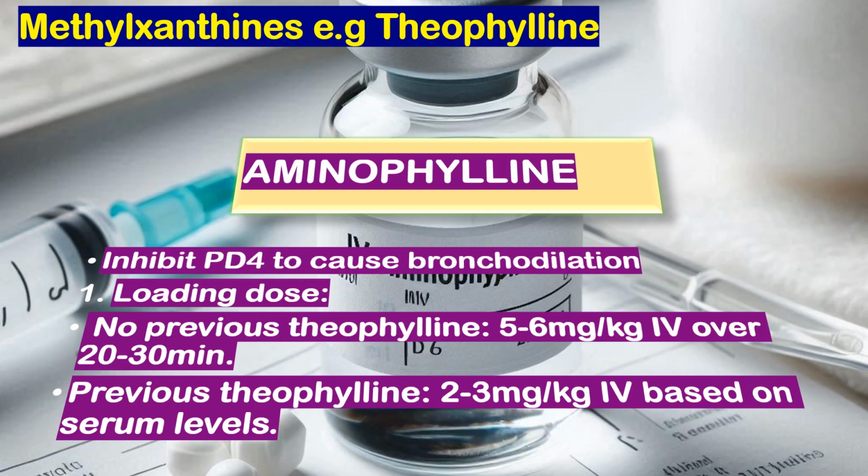Another class of drugs that we have is the methylxanthines. An example is theophylline. Aminophylline inhibits phosphodiesterase 4, causing bronchodilation. For the loading dose, for a child who has not been previously on theophylline, we administer a dose of 5 to 6 milligrams per kg IV over 20 to 30 minutes. And for a child who has been previously on theophylline, we administer 2 to 3 milligrams per kg IV based on the serum levels.